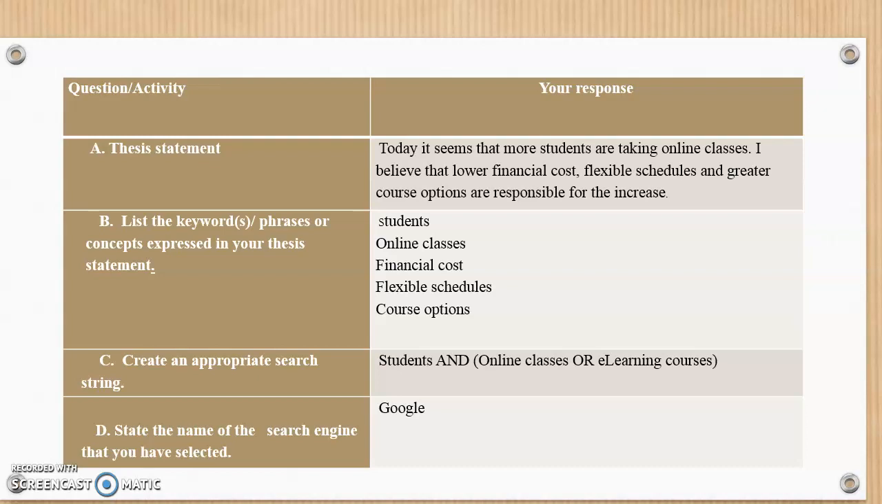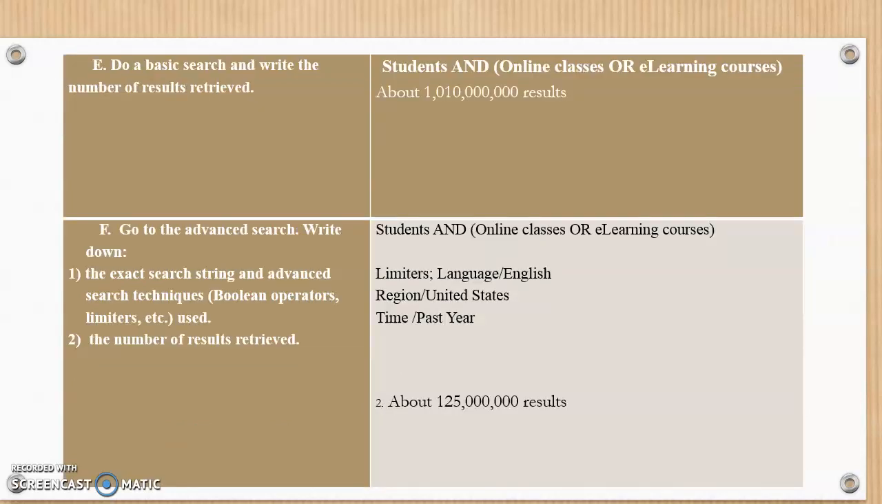D. State the name of the search engine I selected, Google. E. Do a basic search and write the number of results retrieved. When I do a basic search with my search string, students and (online classes or e-learning courses), I retrieved 1,010 million results.